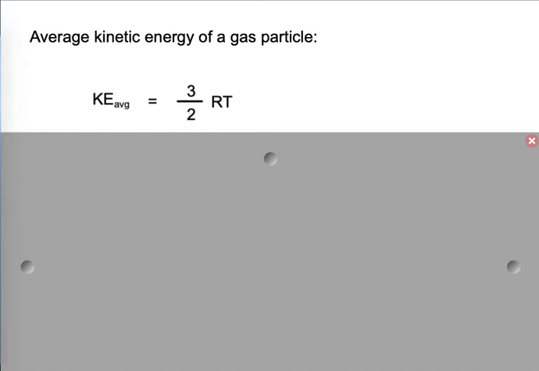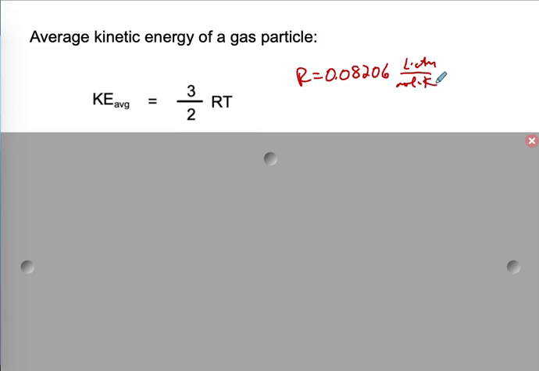Well, it can be derived, and you can look this up if you're interested, that the average kinetic energy of a particle of gas in a mixture is very simply related to the temperature. In fact, it's directly proportional to the temperature, and the equation you can see here, the average kinetic energy is 3/2 times R times T. Well, what is R? Well, we know R, the gas constant, is 0.08206 liters times atmospheres over moles times Kelvin.